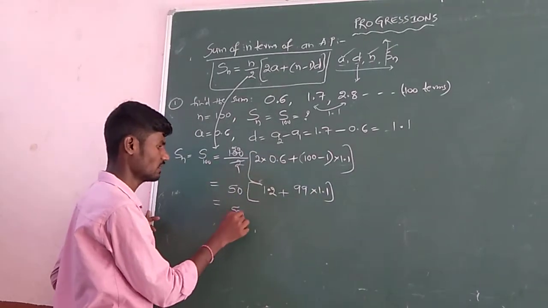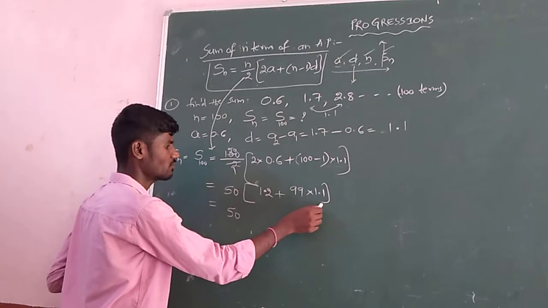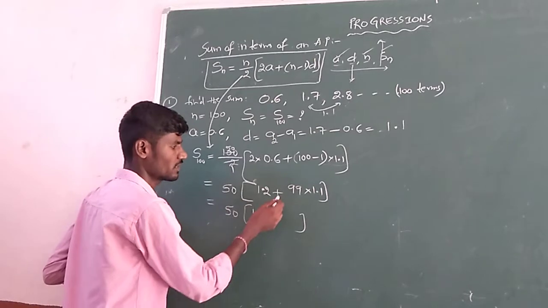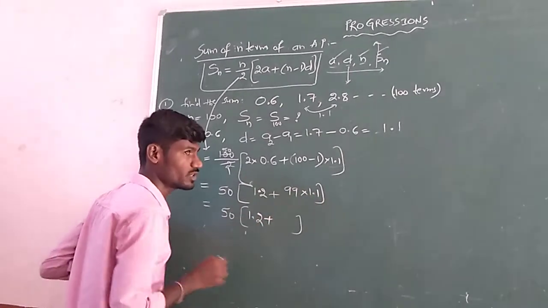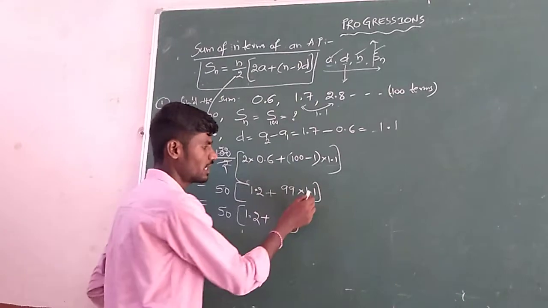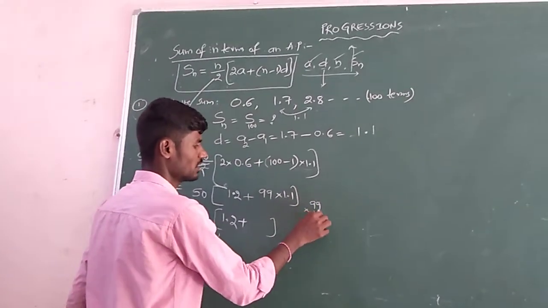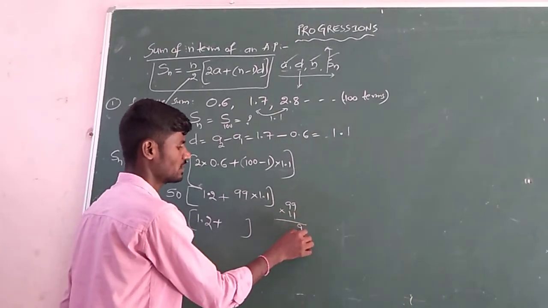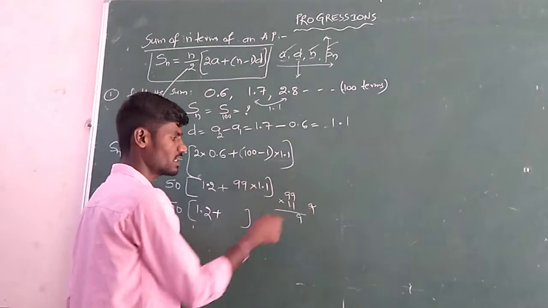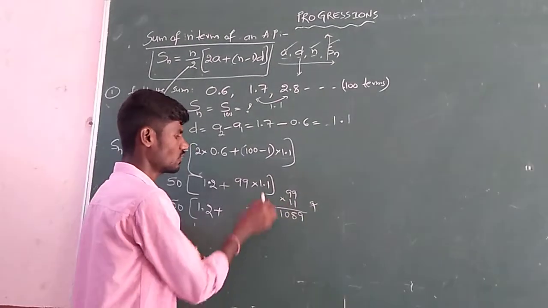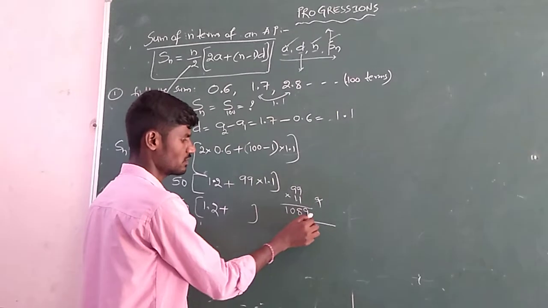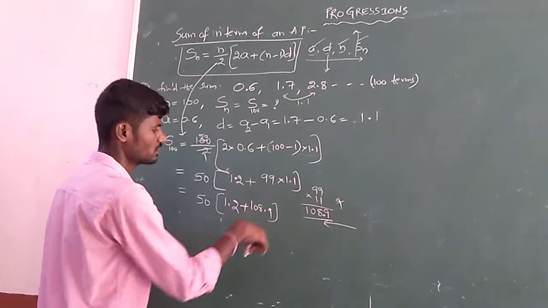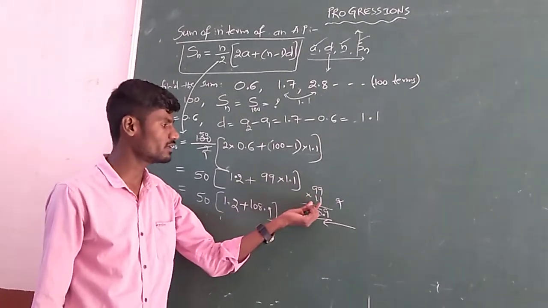Until the bracket part is simplified, according to BODMAS rule, don't do the multiplication. Here you have 1.2 plus 99 into 1.1. To do the simplification easily, just take 99 and assume 1.1 as 11. 11 times 9 is 99, carry 9. 11 times 9 is 99, plus 9 is 108. How many decimal places? One. So we get 108.9. Again, I directly applied the 11 table.